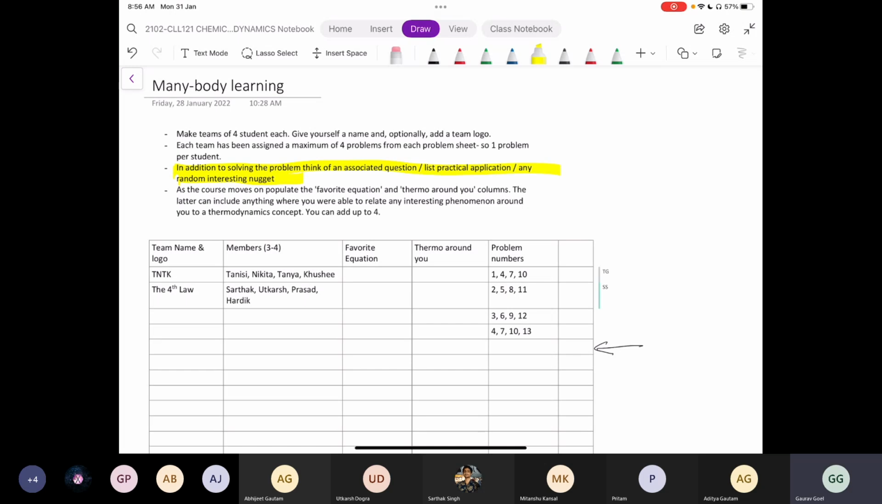So yes, I want this list to be populated. Again, this is not forced, but I expect that you participate in this actively and populate this list so that each person in the class is a member of some team. All right. Yes, I got it. Okay. So the emphasis is on problem solving from beginning to end.